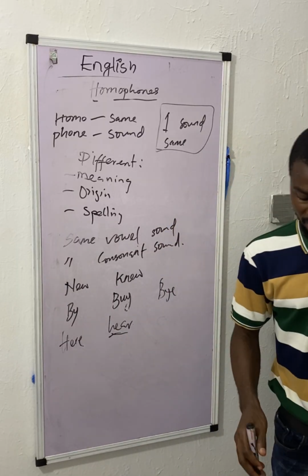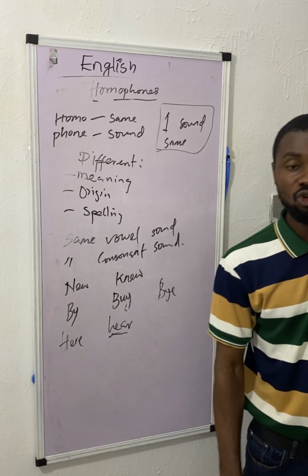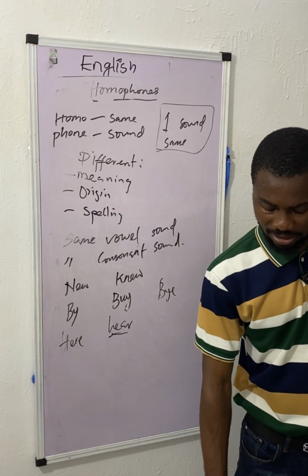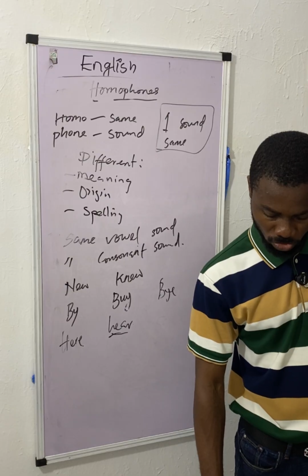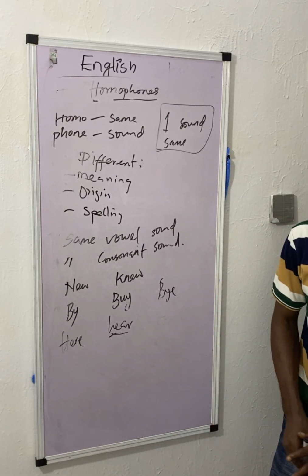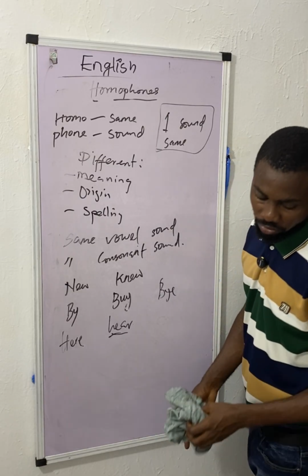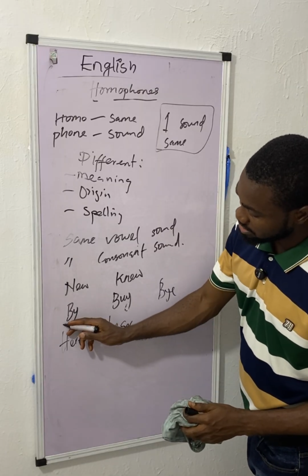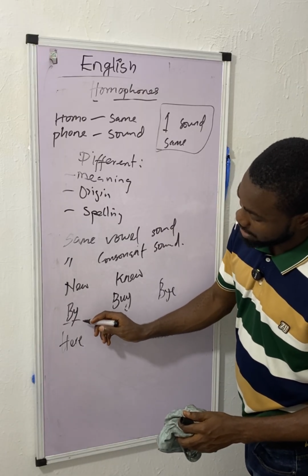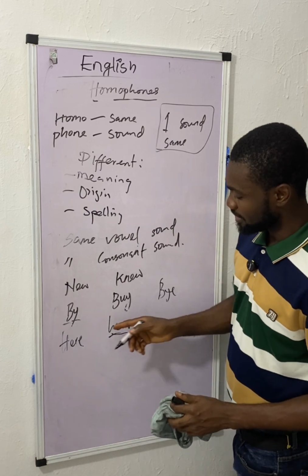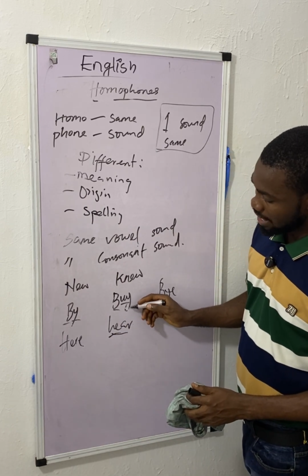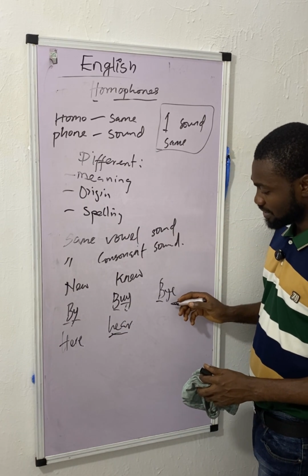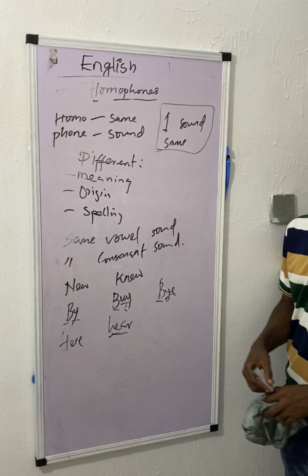Please, for your assignment, write out as many homophones as you can. Let me be very sure that you understood these homophones. You can see the vowel sound and the consonant sound are the same. This one, the consonant sound is B. The Y is the vowel sound I. UY is pronounced as I, and YE is pronounced as I.